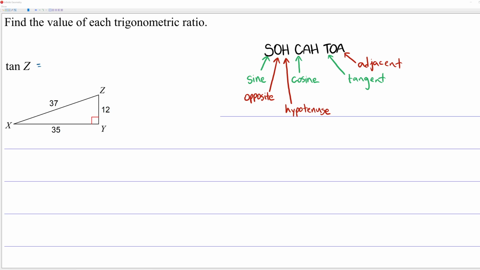We want the tangent of angle Z. Well, tangent is opposite over adjacent. Start at angle Z. The opposite side is 35. The adjacent side is 12. So this is 35 over 12. And there you go. So that's how you write down the trigonometric ratios given a triangle. Hope that helps.